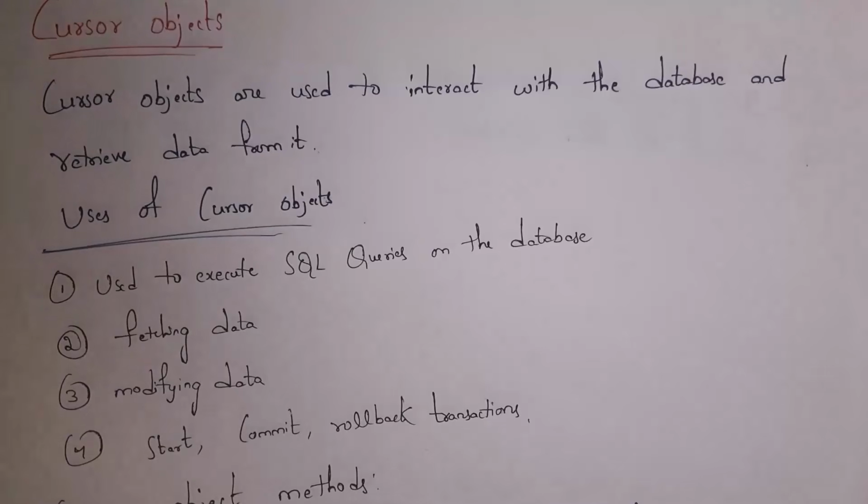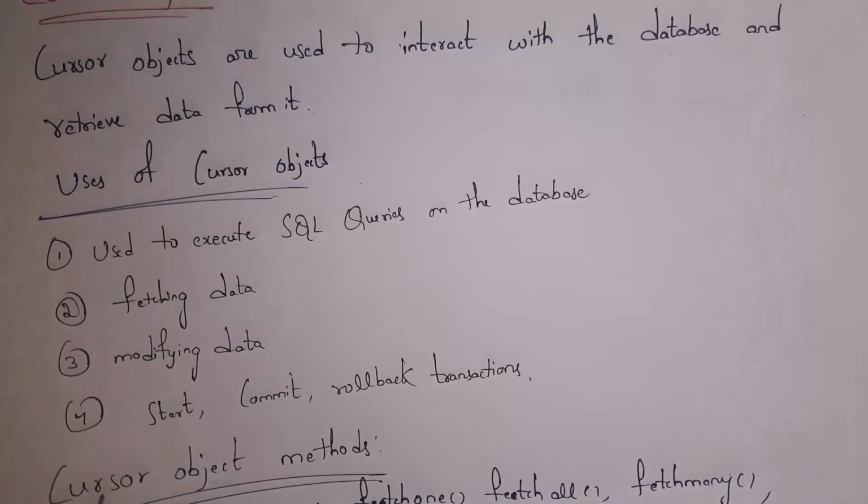These are uses of cursor object. First one is, by using cursor object, we can execute SQL queries on database and also we can fetch data, we can modify data and we can also perform start, commit and rollback transactions by using cursor objects.